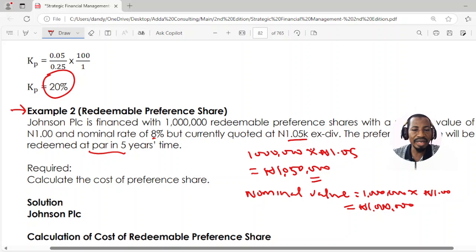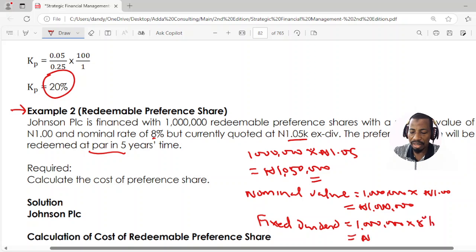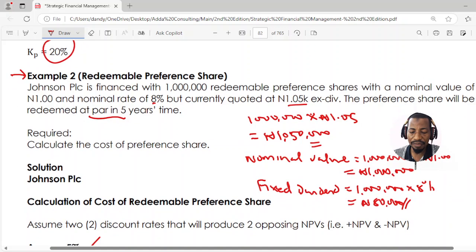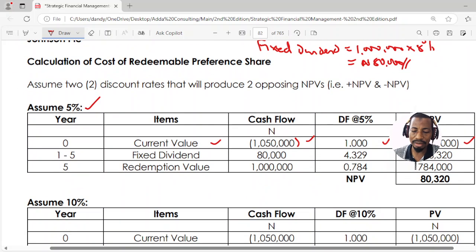Therefore, the fixed dividend that the preference shareholders will earn is 8%. So the fixed dividend will be equal to 1 million naira multiplied by 8%. That is what gave the 80,000 naira. So the dividend for year 1, and all throughout the next 5 years, the company will pay a fixed dividend of 80,000. That's how we arrive at this 80,000 here.